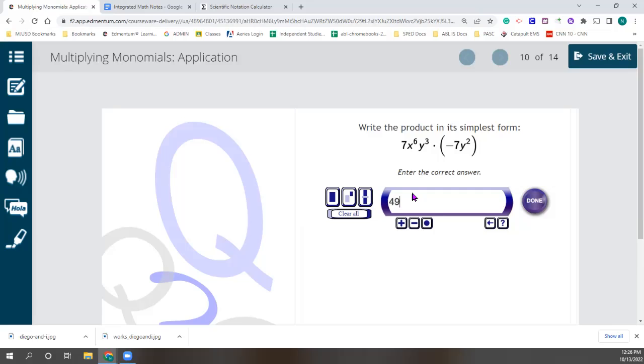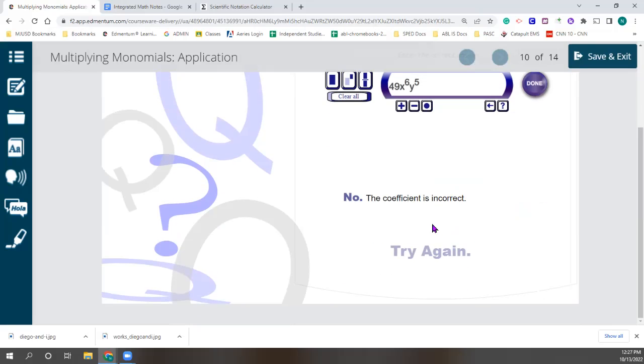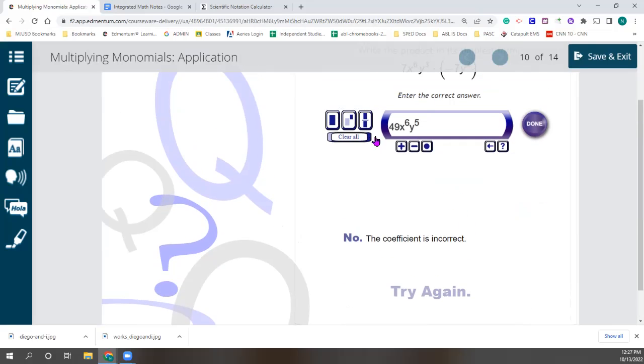49x exponent 6, lower, bring it down, y to the exponent 5. No, the coefficient is incorrect. 49 is not correct.